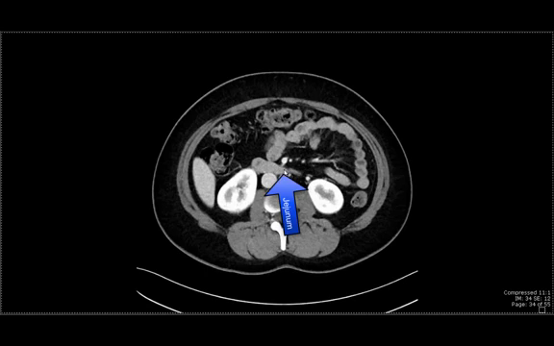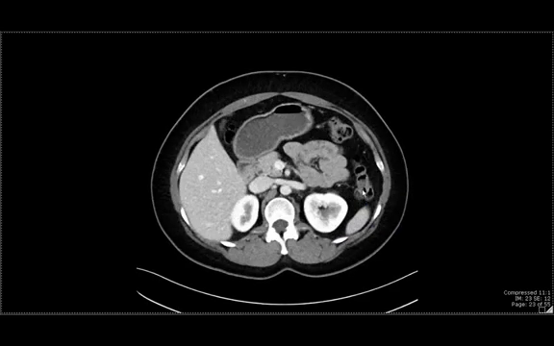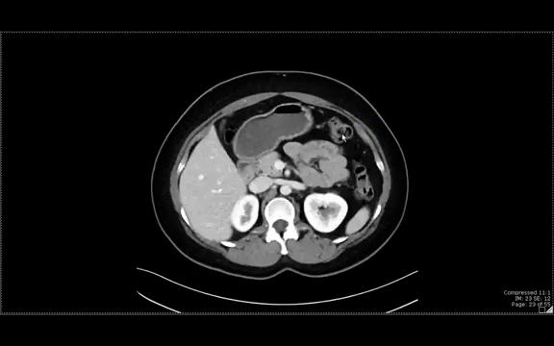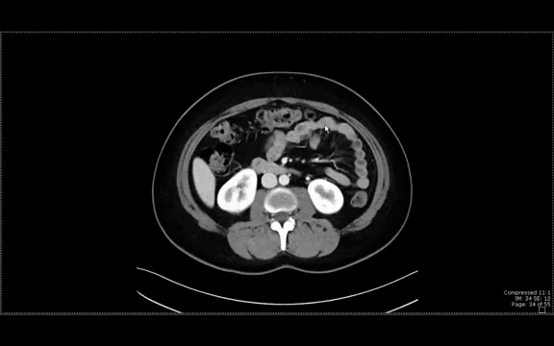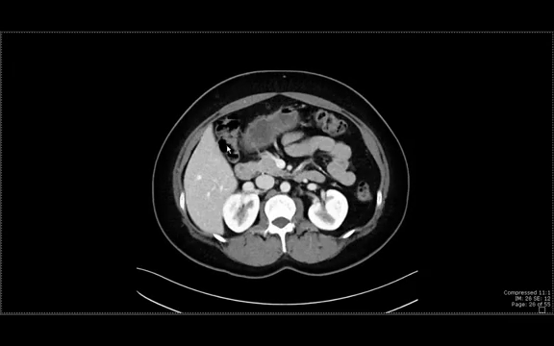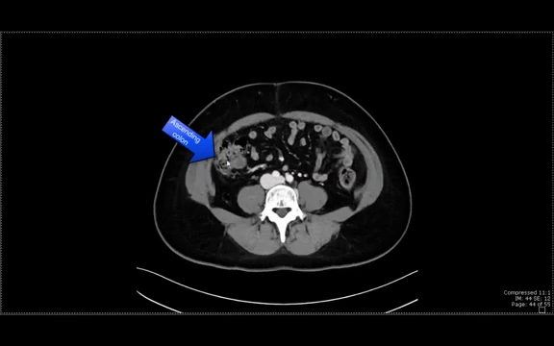Other structures we can see, this structure over here is going to be the descending colon. We can follow that all the way upwards to the splenic flexure, where it meets the transverse colon. You can see portions of the transverse colon as it goes across, going upwards now to the hepatic flexure near the liver, and again downwards over here. This is the ascending colon.